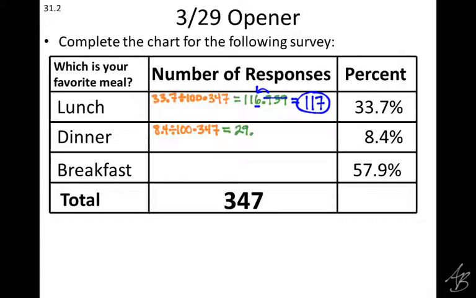So we get 29.148, and just like the last one, this is the number of people that said dinner was their favorite meal, so it doesn't make sense to say 29.148 people like dinner the best. So what are we going to do with this? Round it. Now, this time when we round to the ones place, get rid of the decimal part. What's that 1 going to tell us to do to the 9? It stays as 29.